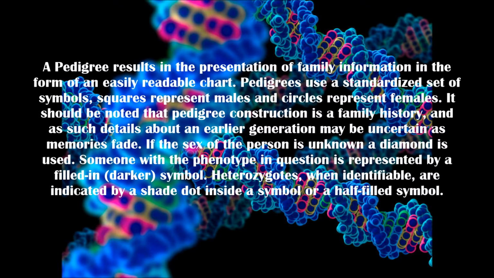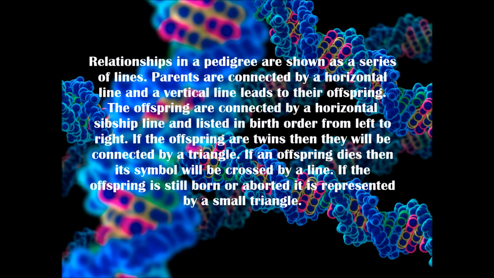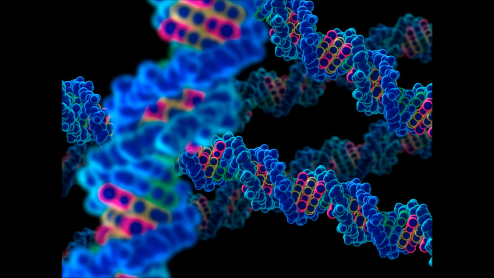What are the properties of a pedigree chart? A pedigree results in the presentation of family information in the form of an easily readable chart. Pedigrees use a standardized set of symbols. Squares represent males and circles represent females.